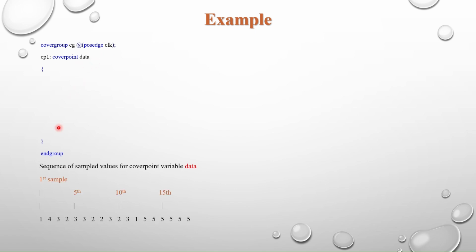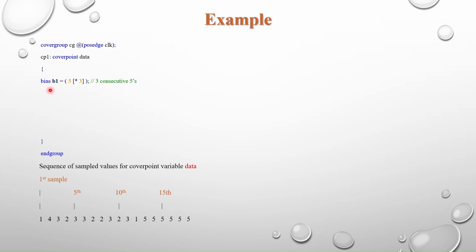Now we will see the example for legal cover point transitions. In the last slide we discussed all types of legal cover point transitions, so now we will see an example for all of them. This is my covergroup cg at the positive edge of the clock. I'm sampling the variable data. This is my sequence of sampled values for the cover point variable data. These are my inputs, the stimulus I'm generating: 5, 10, 15, 16, 17, 18. Eighteen times I'm generating values in this order. Just remember this is my input order for the variable data.